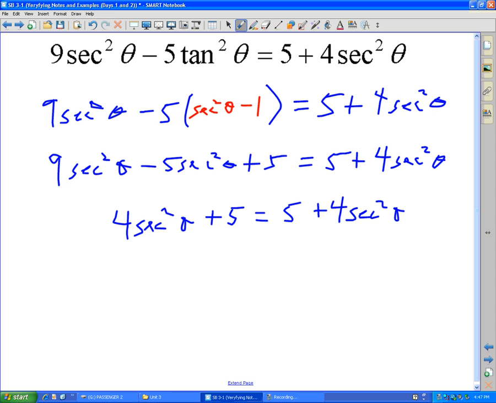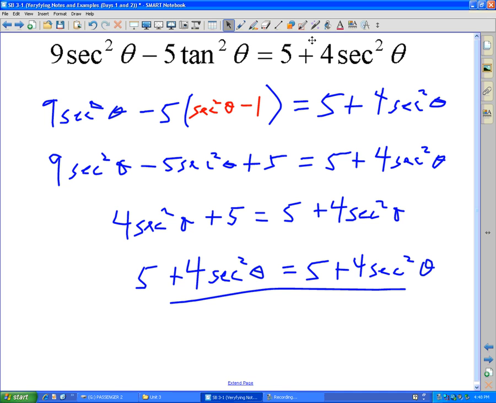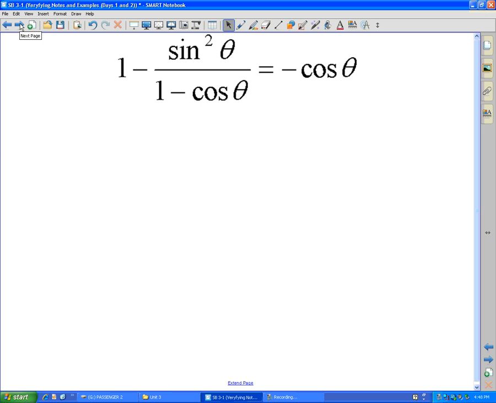And then finally, our last algebraic step is actually the commutative property. We have to commute our two terms because 4 secant squared plus 5 is awful close to 5 plus 4 secant squared, but it's not identical. And with an identity, we really do need to work our way all the way to an absolutely identical step. And that will pretty much do it, huh? This verification is done.